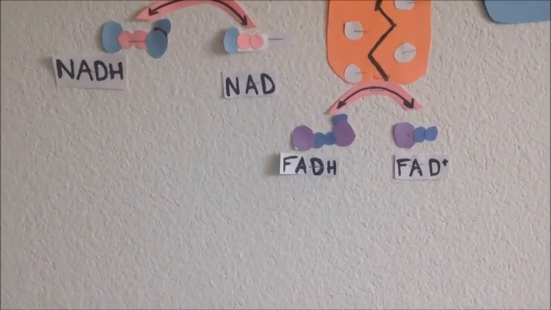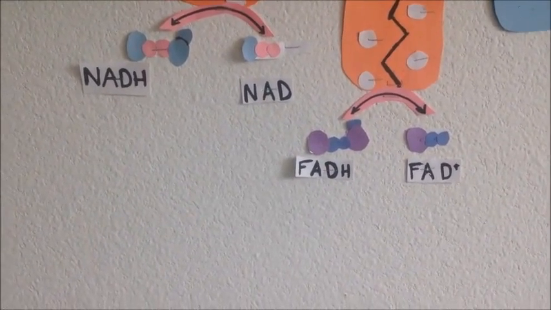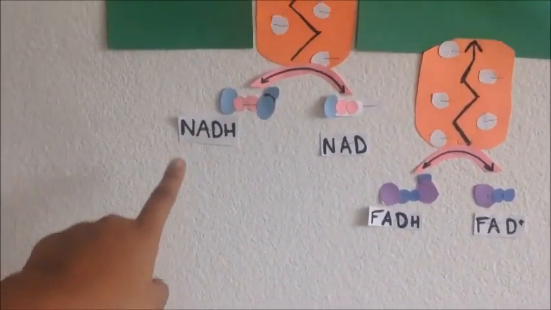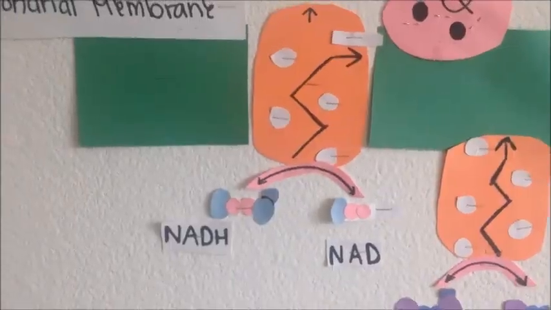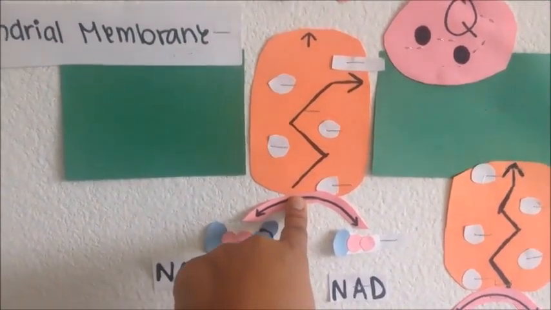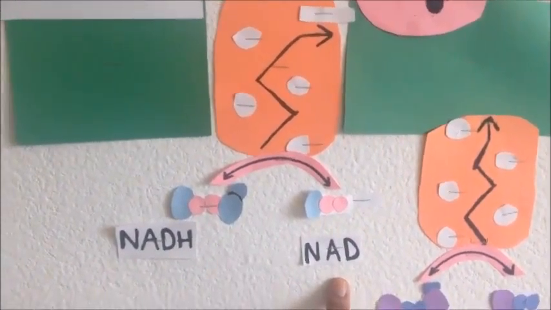To begin this process of the electron transport chain, we will need 2 very important molecules made from the Krebs cycle, which is NADH and FADH. Here we have NADH, which will be oxidized through the NADH dehydrogenase and be reduced to NAD.